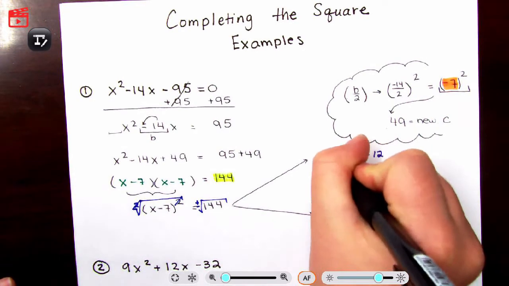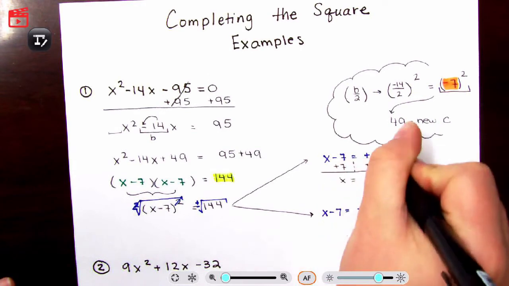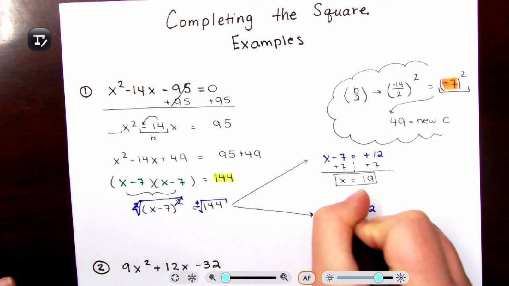Continuing to solve for x, I'm going to add 7 to both sides. x is equal to 7, 8, 9, so that's 19. And I'm going to add 7 here.